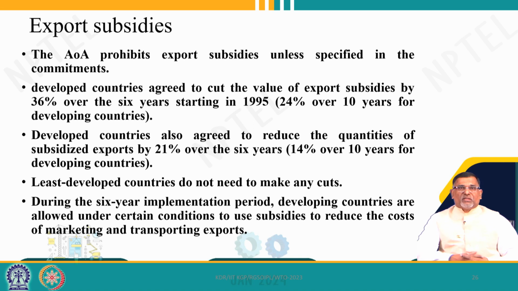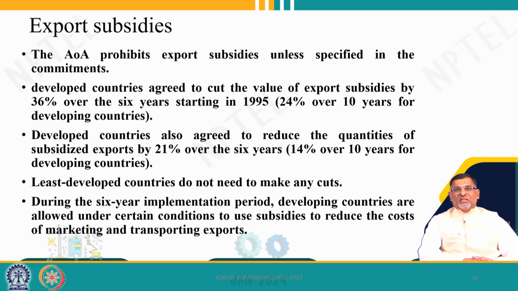Then comes the third pillar. The third pillar is considered to be export subsidies. So, the export subsidies are considered to be trade distorting, and there is a commitment to reduce by developed countries and developing countries, and the commitment in 1995 was to reduce 36% over a period of 6 years by the developed countries and 24% over 10 years.